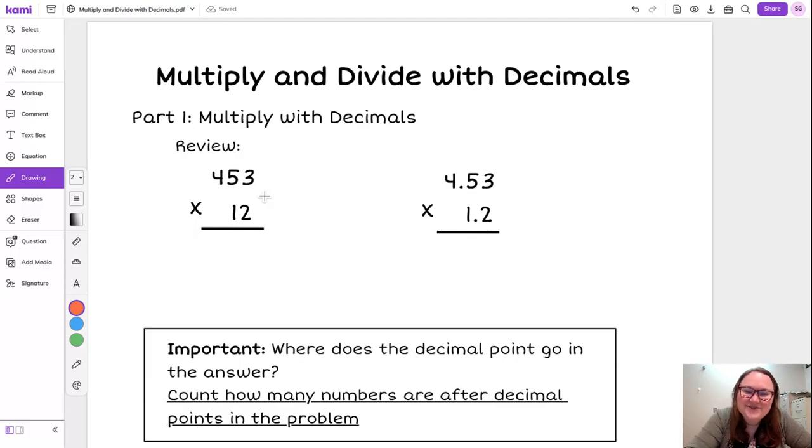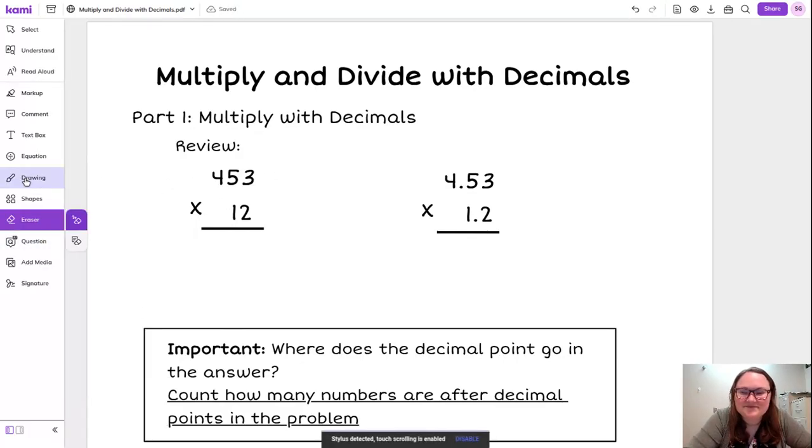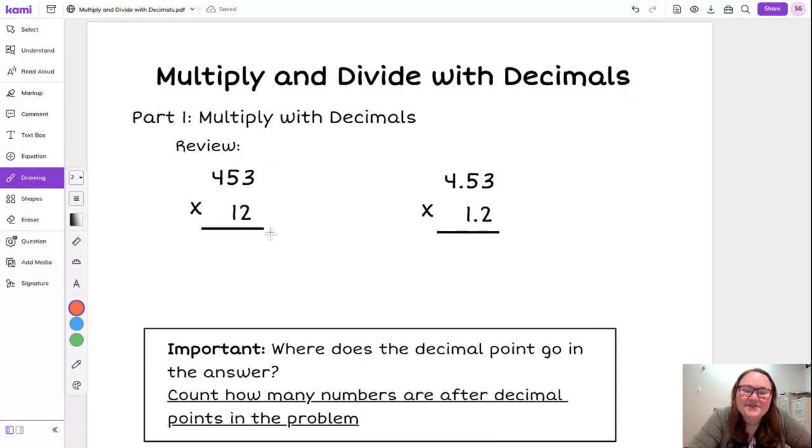Pause the video and try this first problem here. So we had learned when you are multiplying whole numbers, especially ones that have more than one digit down here, you start by multiplying 453 by 2. 2 times 3 is 6, 2 times 5 is 10, so 0, carry my 1, and 2 times 4 is 8, plus 1 gives me 9.